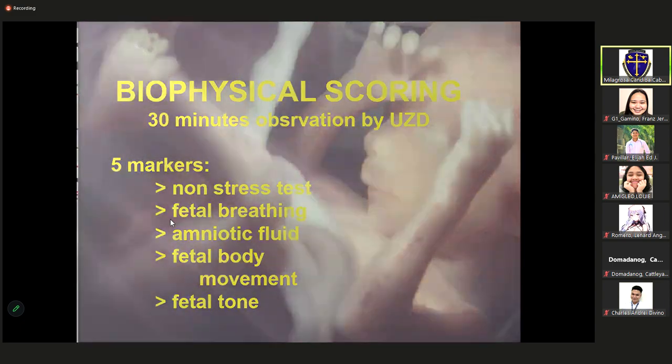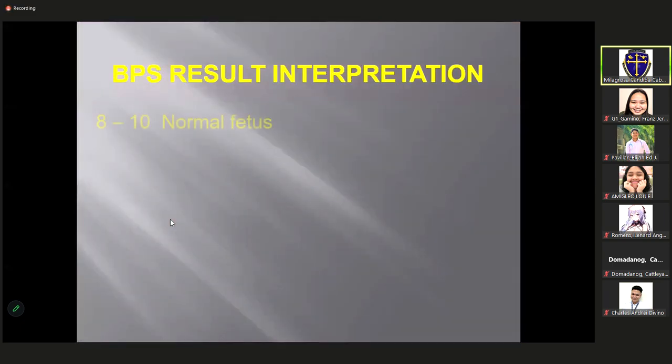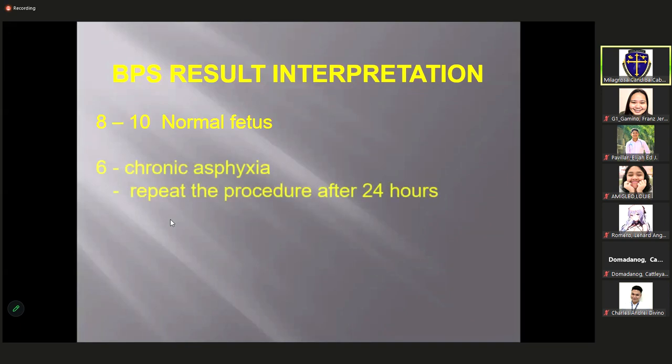All right? So, first is the biophysical score result interpretation. Overall, if the 5 markers have a result of 8 to 10, you have a normal fetus. Okay, 6 is chronic asphyxia already. No? So, when you say asphyxia, this is a condition arising, no, that the body is deprived of oxygen, causing unconsciousness, even death, or suffocation of the baby. So, the procedure is repeated after 24 hours. Okay? If the biophysical score result is 6.